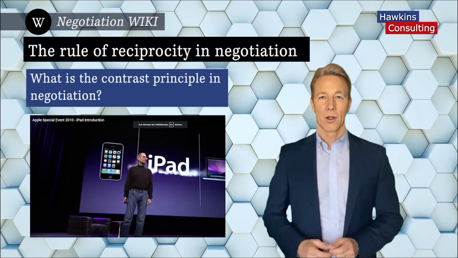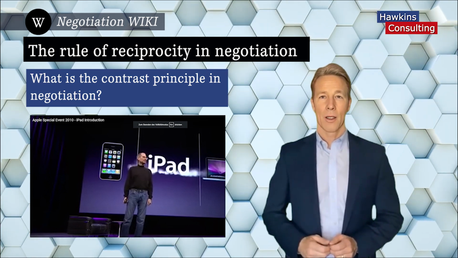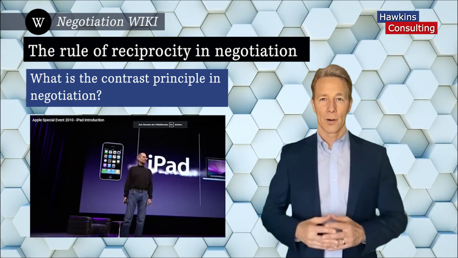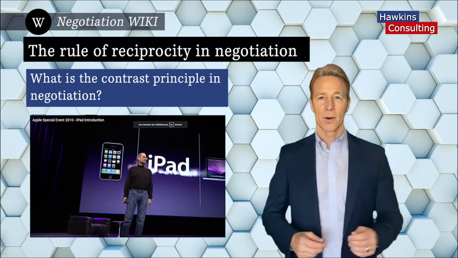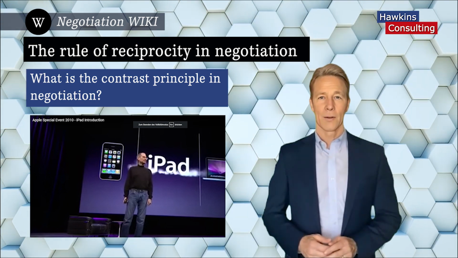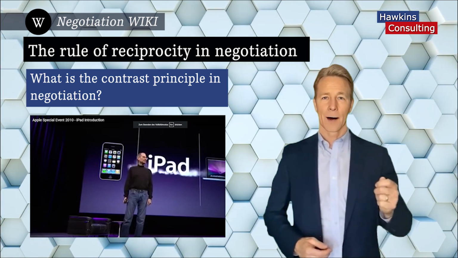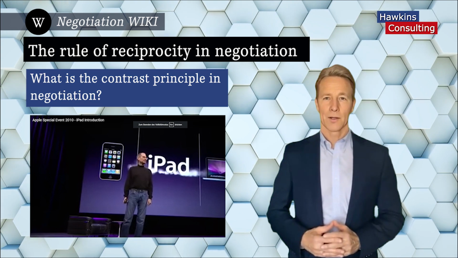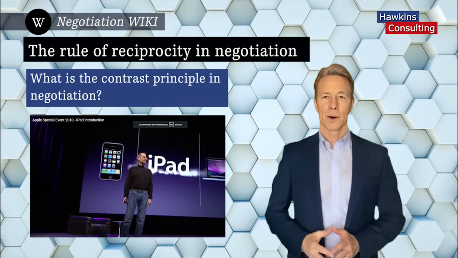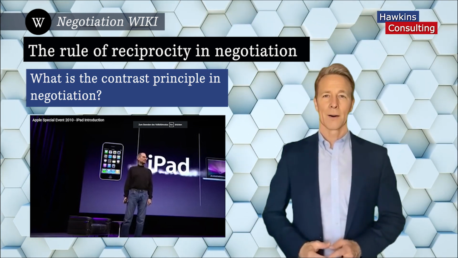Jobs uses the contrast principle by presenting the iPad as something between a smartphone and a laptop. He shows the audience how the iPad was larger than an iPhone but still light and portable. He also emphasizes how easy it is to use and how it offers a completely new experience for users. By positioning the iPad in relation to the iPhone and the MacBook, Jobs uses the contrast principle to present the iPad as something that had never existed before. The presentation was a great success and helped make the iPad one of the best-selling tablet computers in the world.